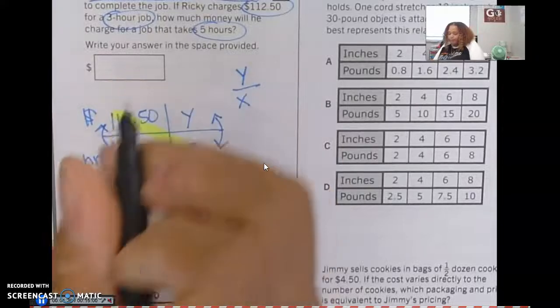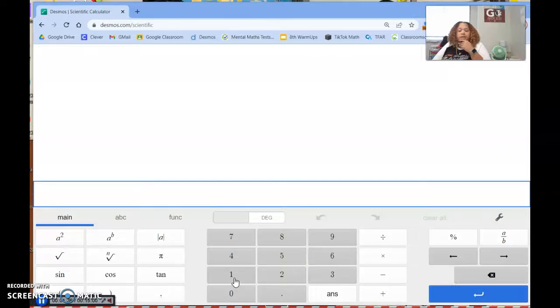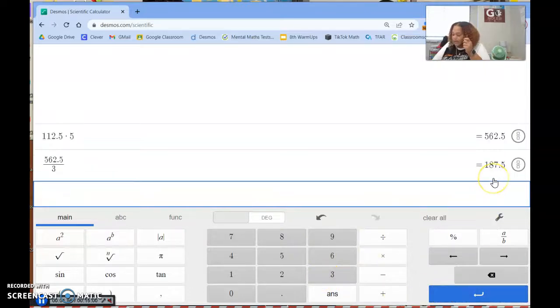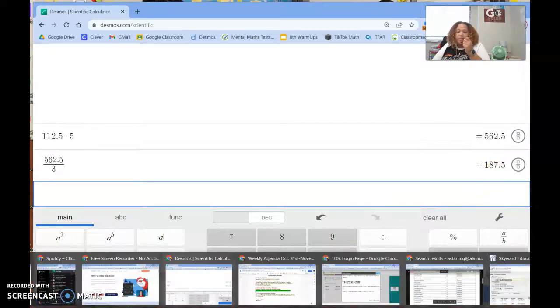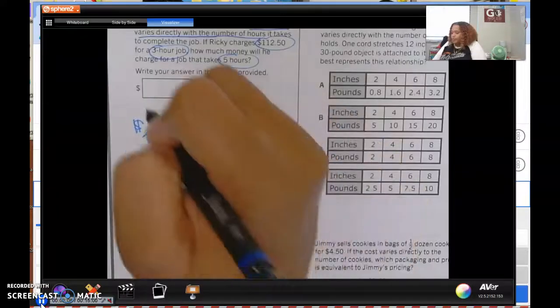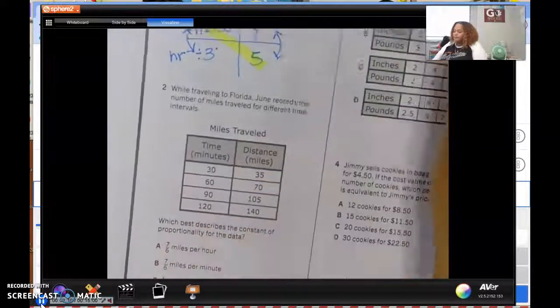So with my calculator, we can use Desmos. Hold on, let me open up Desmos. So I'm going to take 112.50 and multiply by 5. That's 562.5. So 562.5 now gets divided by 3, and my answer is 187.50. So I go back to my work. Uh-oh, my camera froze. Hold on. So this is 187.50.